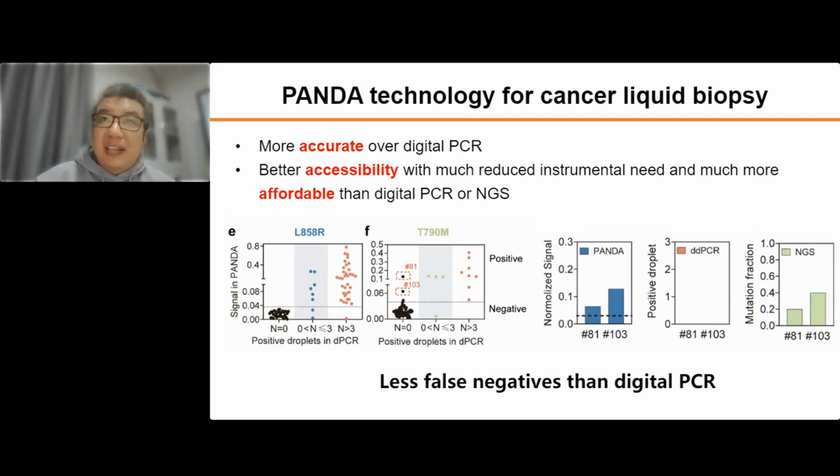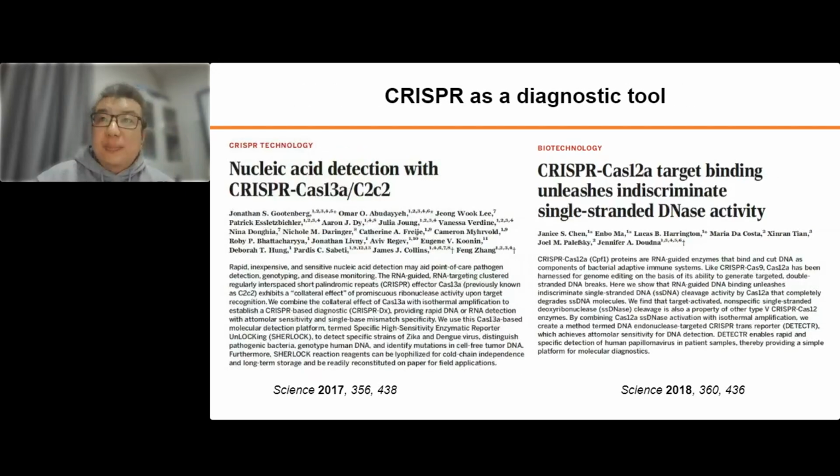So let me switch gears a little bit to CRISPR diagnosis. In addition to dynamic DNA assembly, or dynamic DNA nanotechnology, we are also interested in working with other systems to create diagnostic probes to enhance test accuracy and to reduce the instrumental needs.